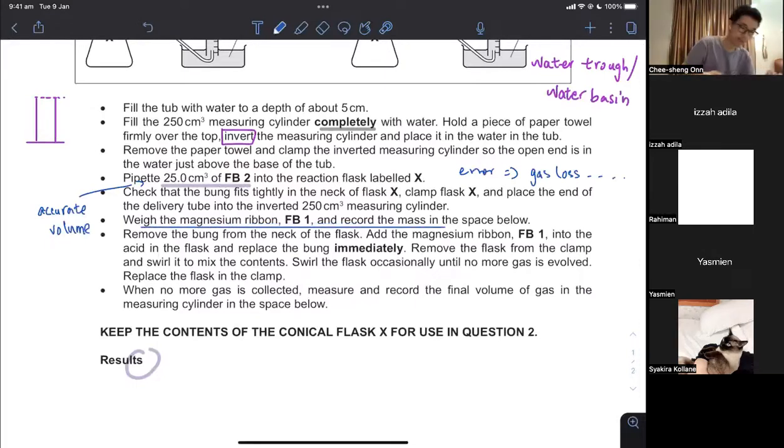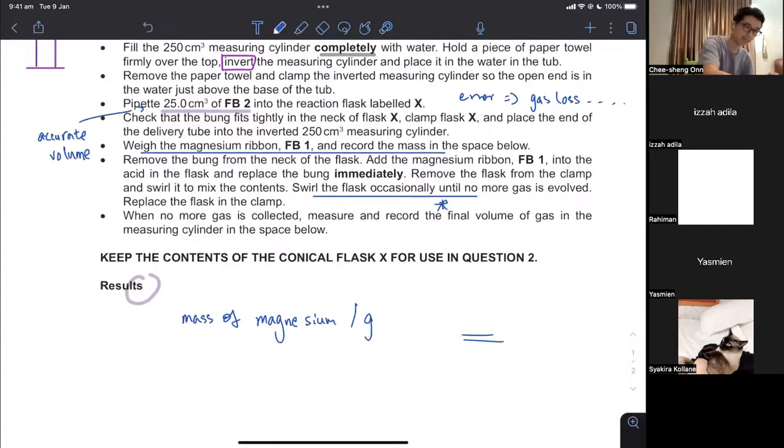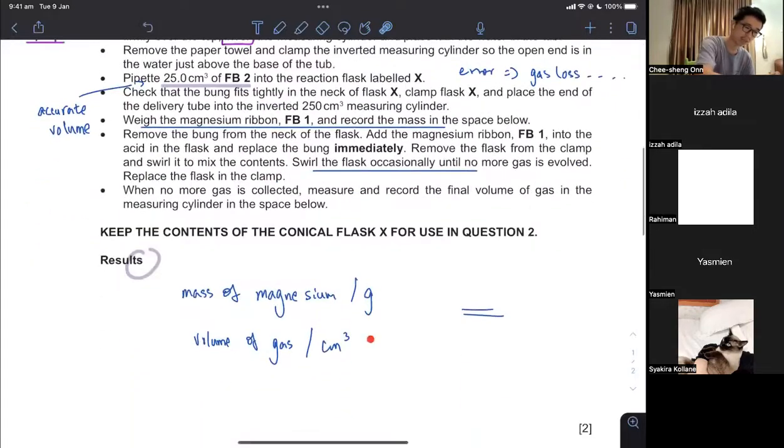So when you weigh the magnesium ribbons, you need to record the mass, so you have mass of magnesium, and then make sure that you have a header as well as a unit, and then you have the value, and then this will be swirling the flask occasionally. So you need to swirl, just like when you do titrations, until no more gas is formed. That means the reaction is complete, and then you will record the volume of gas. Volume of gas is a 3-dimensional unit, so it's cm cube as measured on the measuring cylinder. You use a measuring cylinder to measure volume of liquid usually, but here you're using the measuring cylinder to measure the volume of gas, and this is in cm cube.